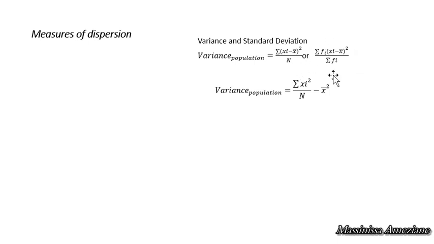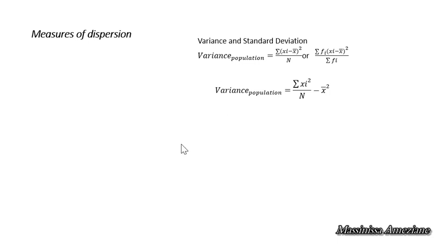Or if we have organized data, it is the sum of fi times xi minus x bar squared divided by the sum of fi. And this one is for the population. We have a simplified version of this formula, which is the sum of xi squared divided by n, minus x bar squared. This is the second formula. It leads to the same result.